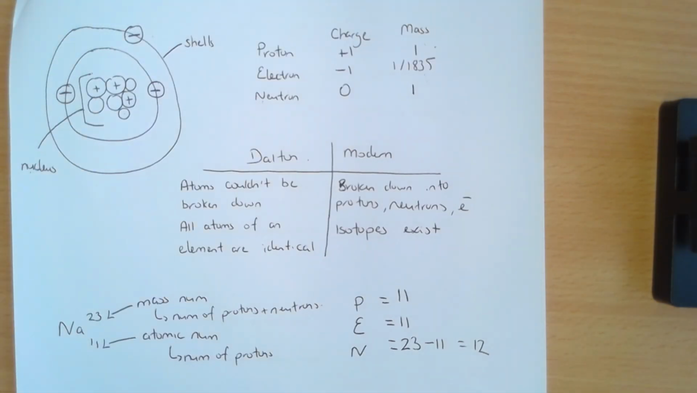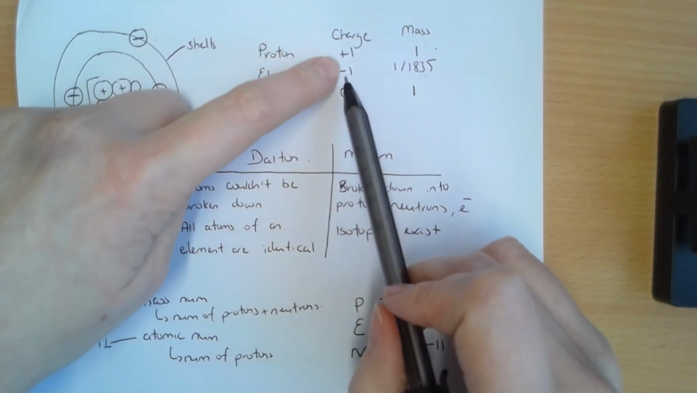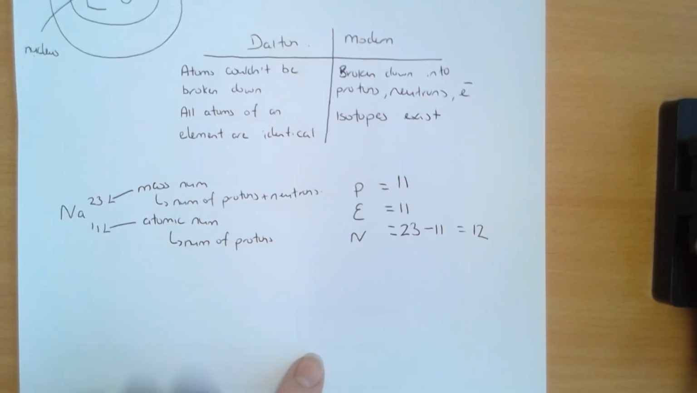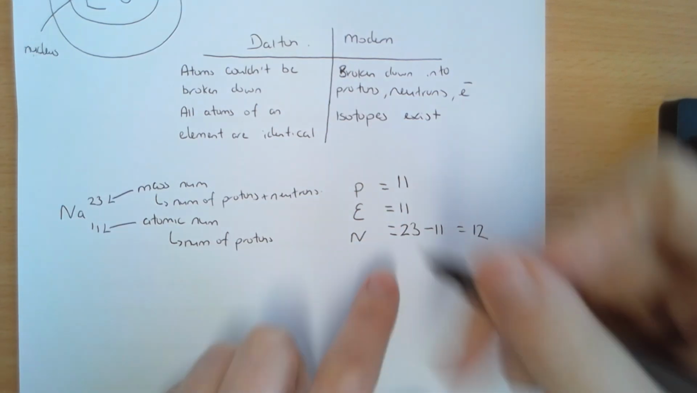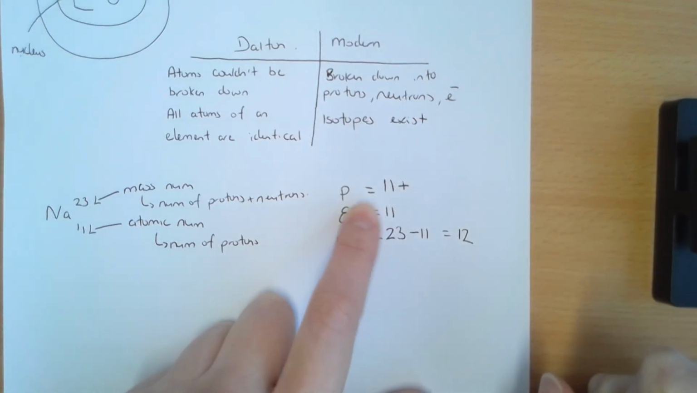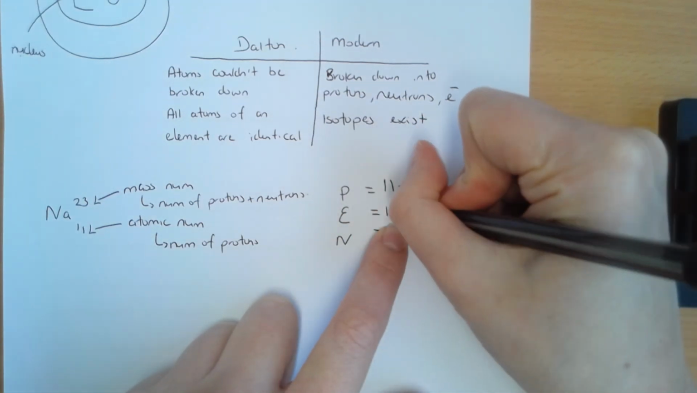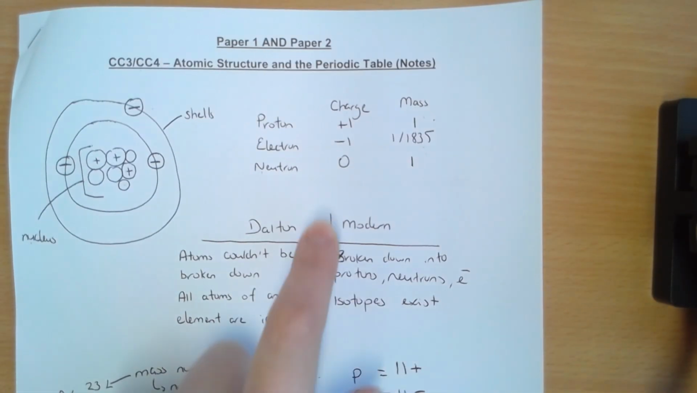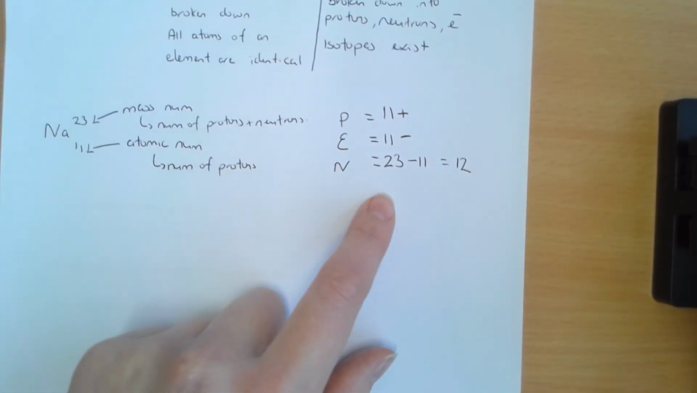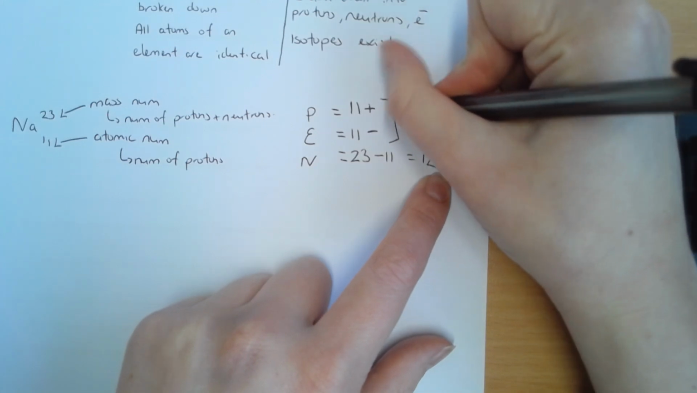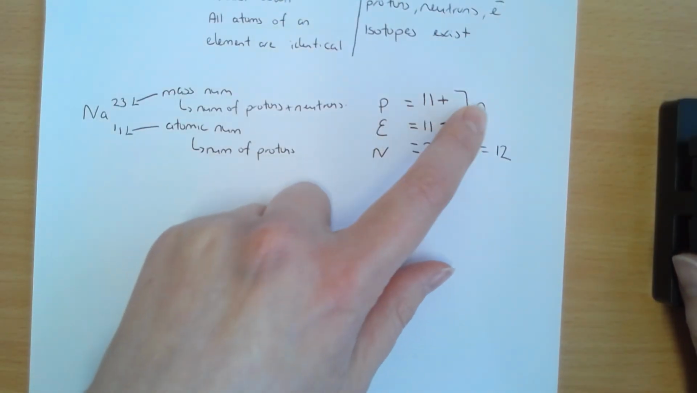So if we look at the overall charge on an atom, okay, you'll see that the two particles have charge. Protons have positive charges and electrons have negative charges. So if I look at my example here for sodium, I've got 11 protons, and that means I've got 11 positive charges. I've got 11 electrons, that means I've got 11 negative charges. And I've got 12 neutrons, but neutrons have got no charge at all. So I've got 11 plus, 11 minus. Overall, I have got a charge of 0. 11 minus 11 is 0.